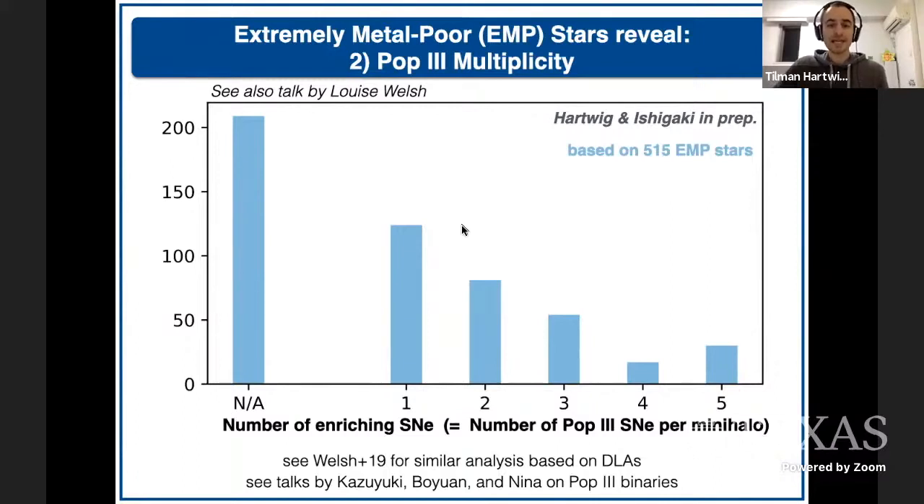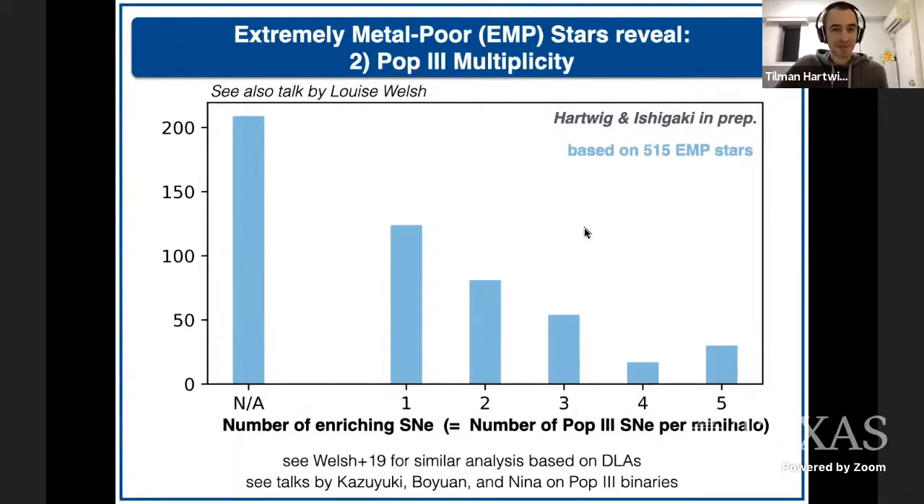What we did here is with supervised machine learning, we took 500 metal-poor stars and classified them depending on the number of enriching supernovae. And so these are the bins that you can see here from 1 to 5. And we would claim that the number of enriching supernovae corresponds to the number of POP3 stars, or POP3 supernovae per mini halo. And so what we find is that most of them are mono-enriched, so just enriched by one previous supernova, but we see a tail of multi-enriched, extremely metal-poor stars. And so this allows us to investigate the POP3 multiplicity.